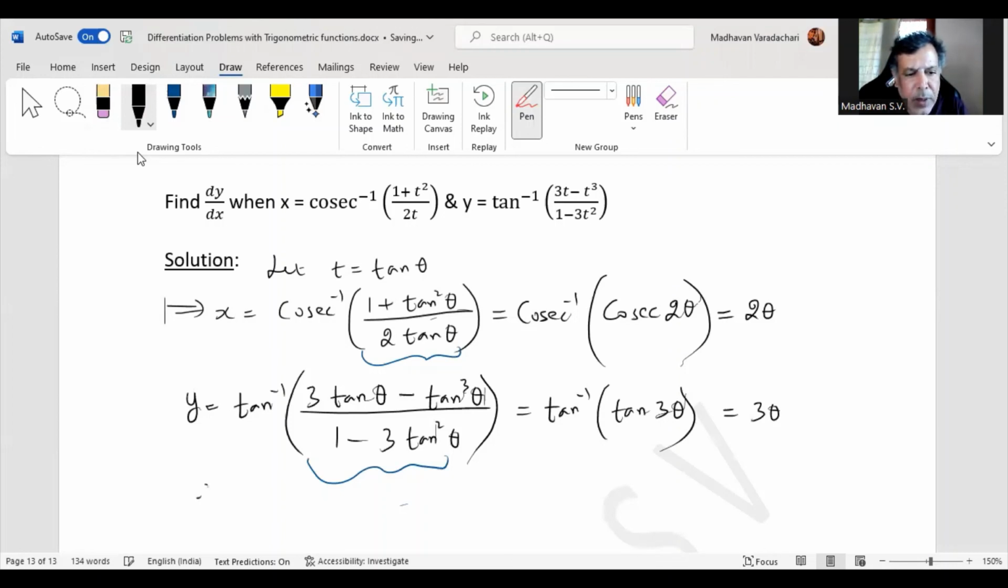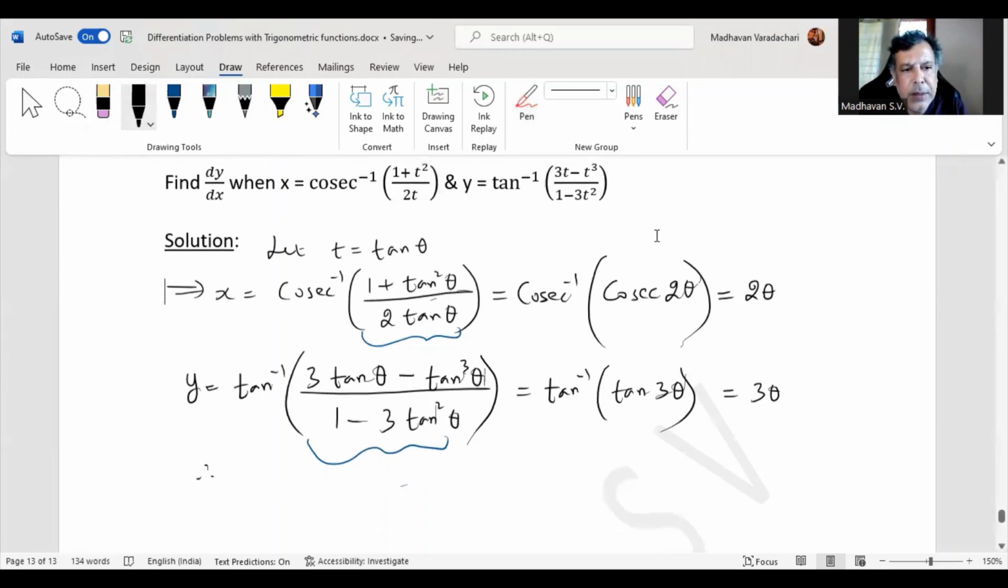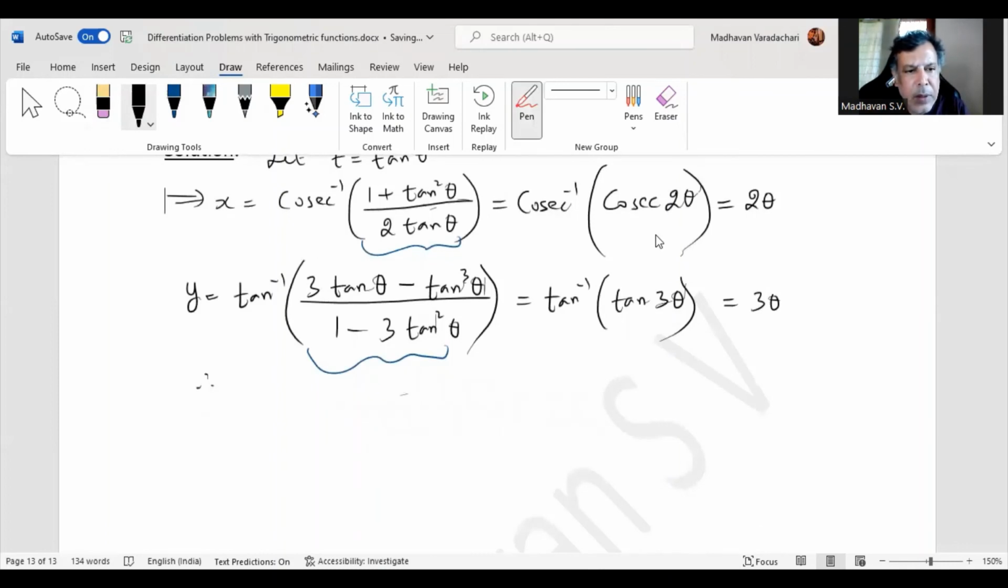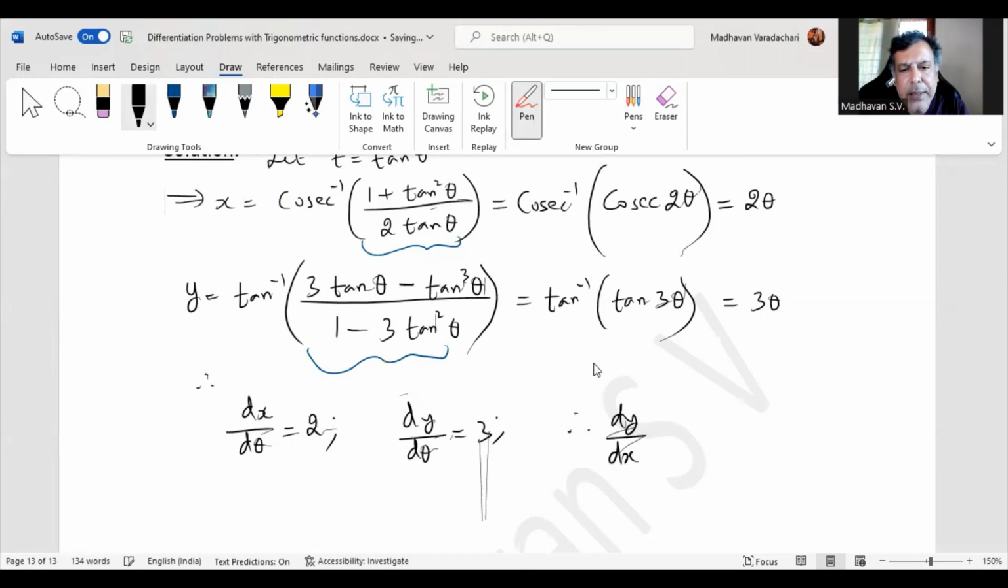Therefore, our dx by d theta will be, differentiating 2 theta with respect to theta, will give you 2. Similarly, dy by d theta will be 3. So therefore, our dy by dx will be 3 by 2. That is the result of this particular problem.